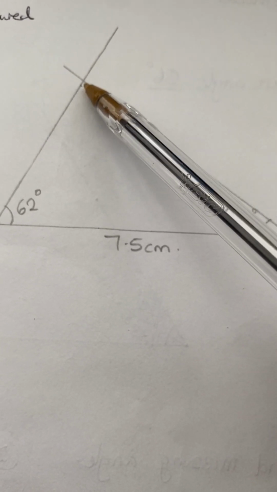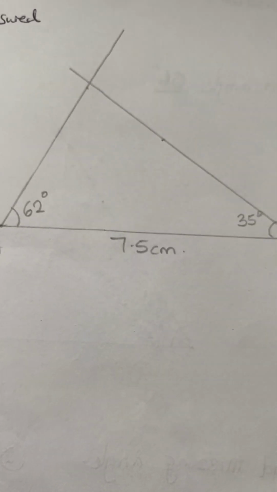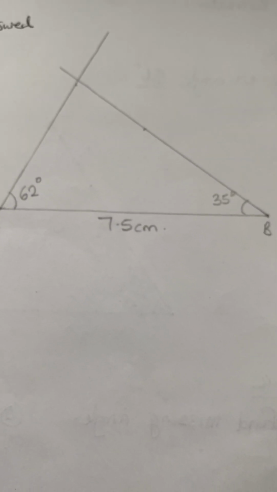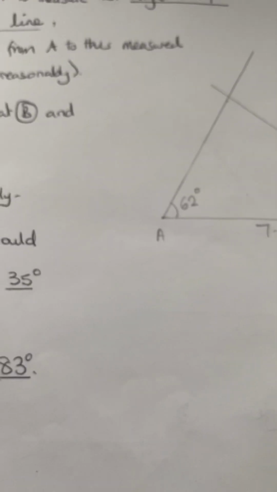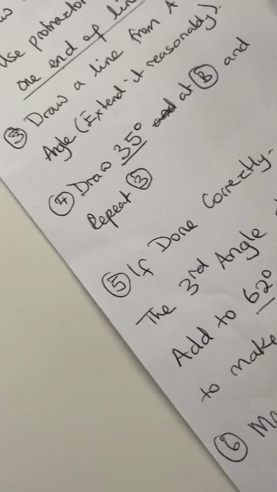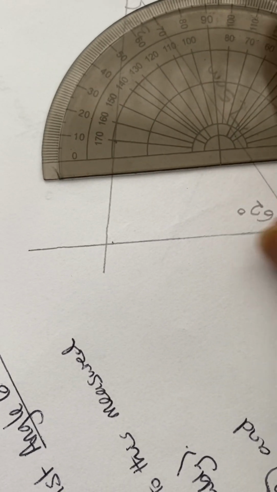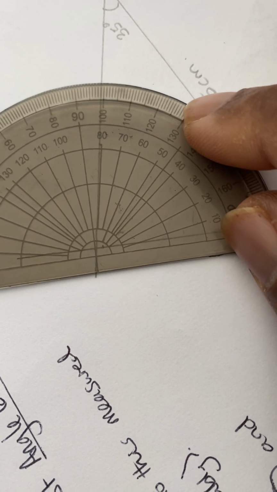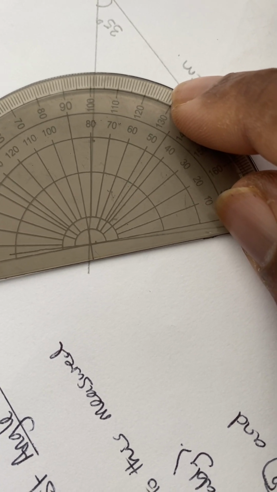Now, the point of intersection will be my third angle, and that is my triangle there. Okay, now if you measure this angle correctly, it should give you 83 degrees. So let's see. I'm going to try and measure this angle.